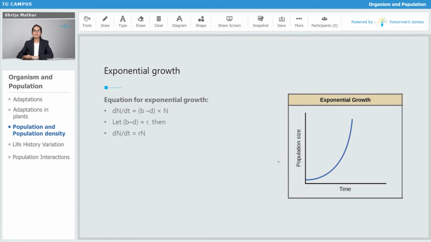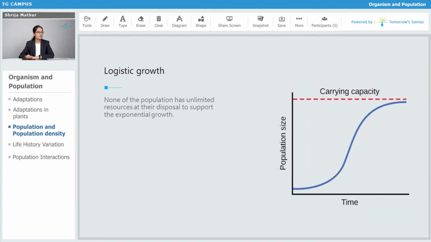If I replace b - d with r, it becomes dN/dt = rN. N means the population number, the population density. So N refers to the population size, b is the birth rate, d is the death rate, and r, which is b - d, is referred to as the intrinsic rate of natural increase. And e, when we talk about e, we are talking in terms of log value, it is the base of natural logarithms.